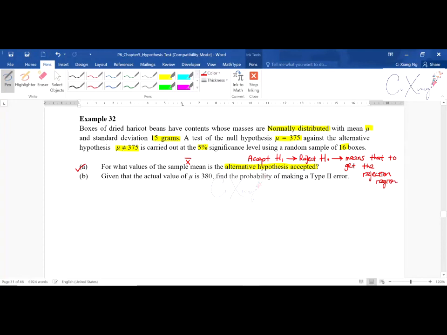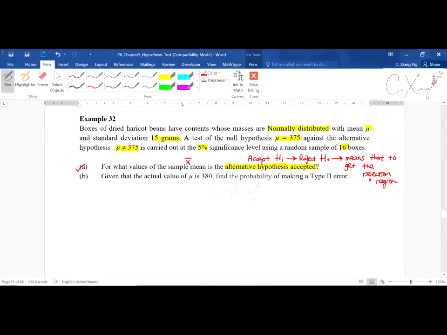Okay, so you can see that this question is not straightforward, but you have to understand the meaning. For what values of the sample mean is the alternative hypothesis accepted? Alternative means you reject the null hypothesis, which means that they want you to get the rejection region, because you reject the null hypothesis, right? So you want to get the rejection region.